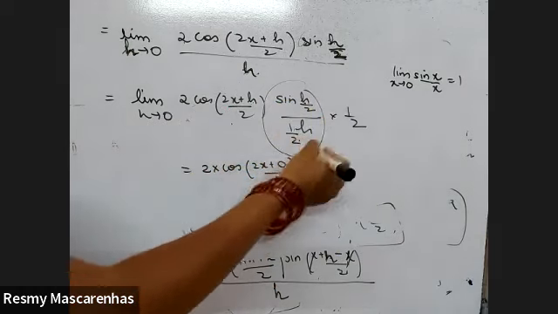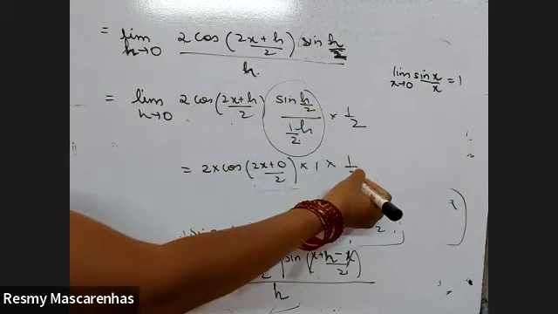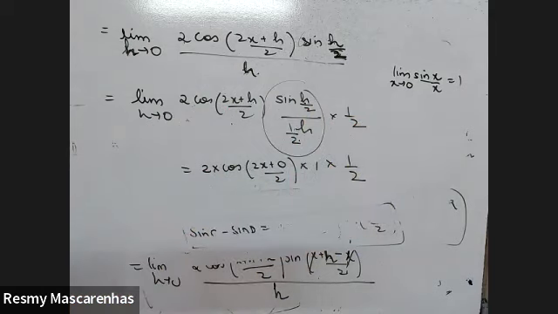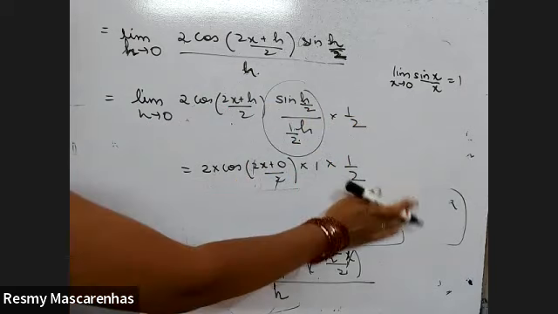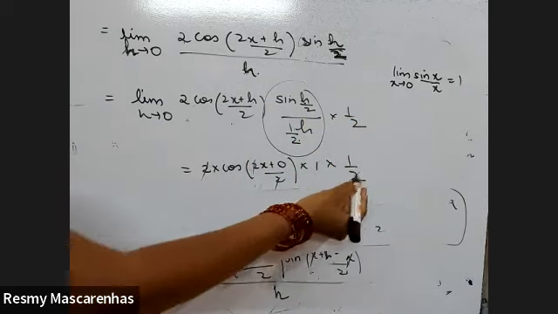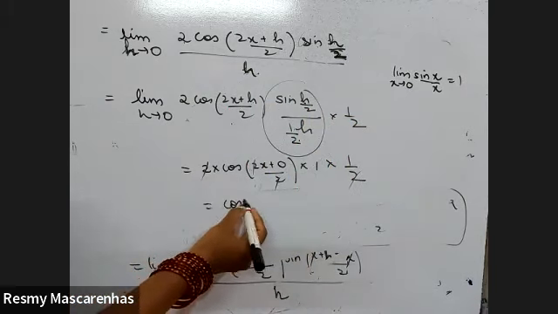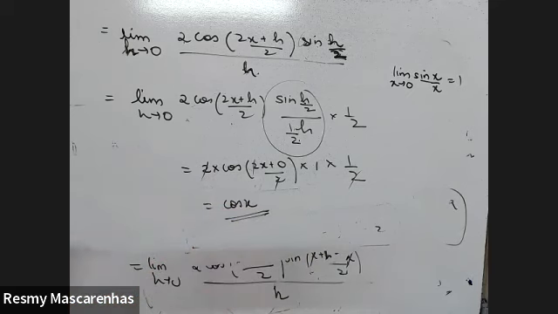And this value is 1, and this is that balancing half. 2 and 2 will cancel, this 2 and this 2 will cancel. What remains is cos x. So derivative of sin x is cos x.